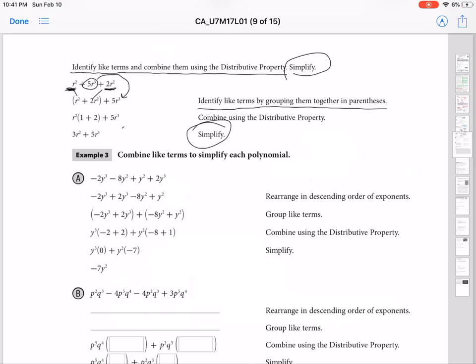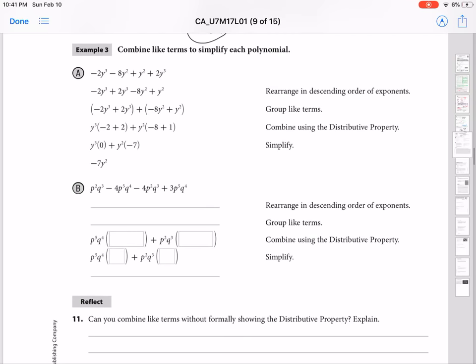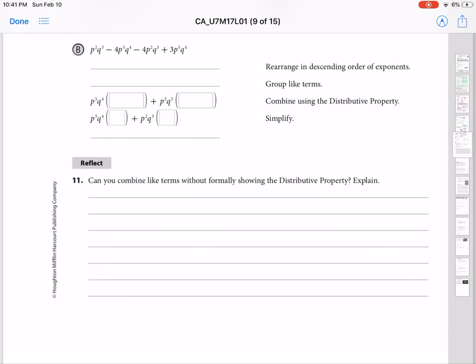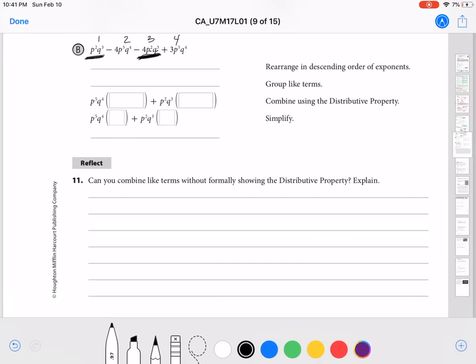Okay? So combine using the distributive property, and then simplify. Okay? So go ahead and do example. We're actually going to skip to example B. So go ahead and do this with me. So we have p squared q to the third. So I'm going to go through. So I have 1, 2, 3, 4 terms. I'm going to go through and I'm going to find, okay, I have p squared and p and q cubed here. Okay. And now I'm going to look at this term here and this term here.